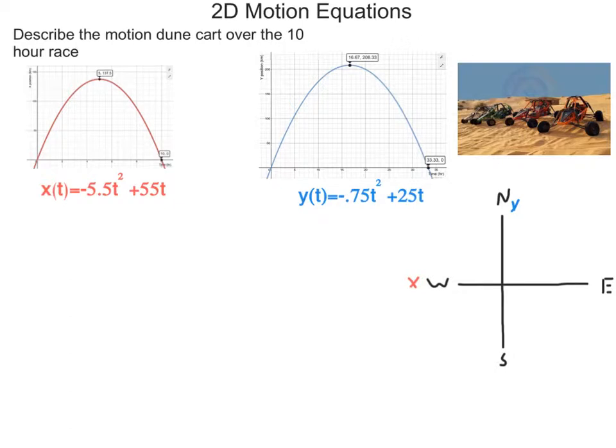cart. So apparently in this case we're looking at dune carts, something like this, and there's a 10-hour race that we're going to go on here, and it asks us in the first question just to describe the motion of the dune cart. So first thing I need to know is what's happening in the beginning.